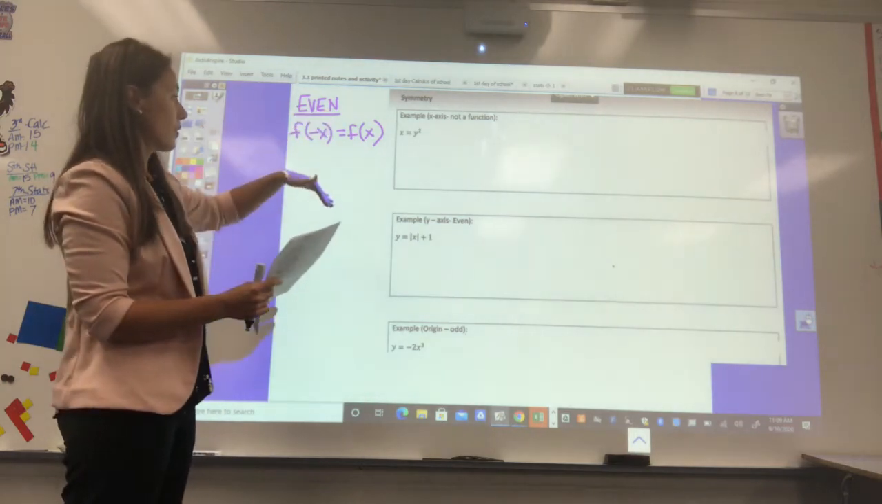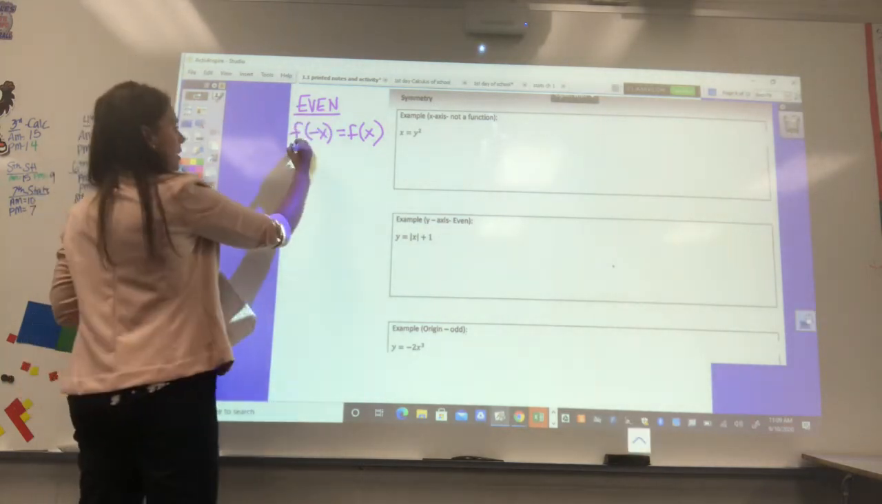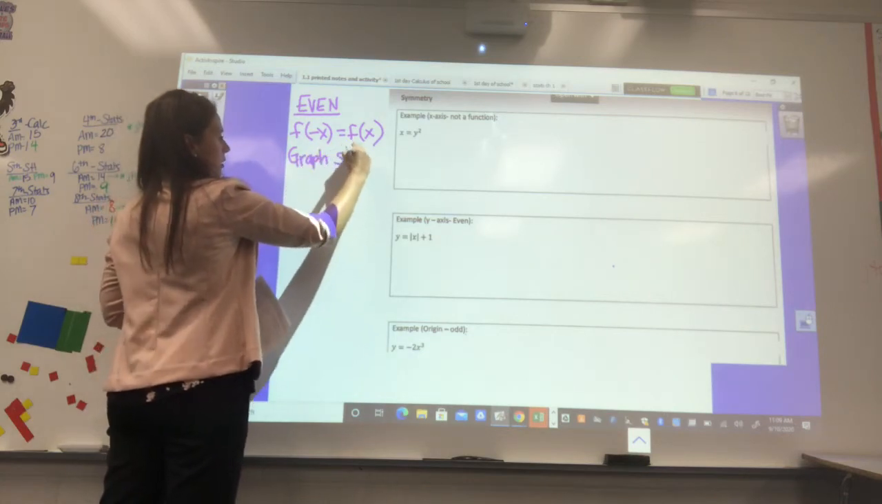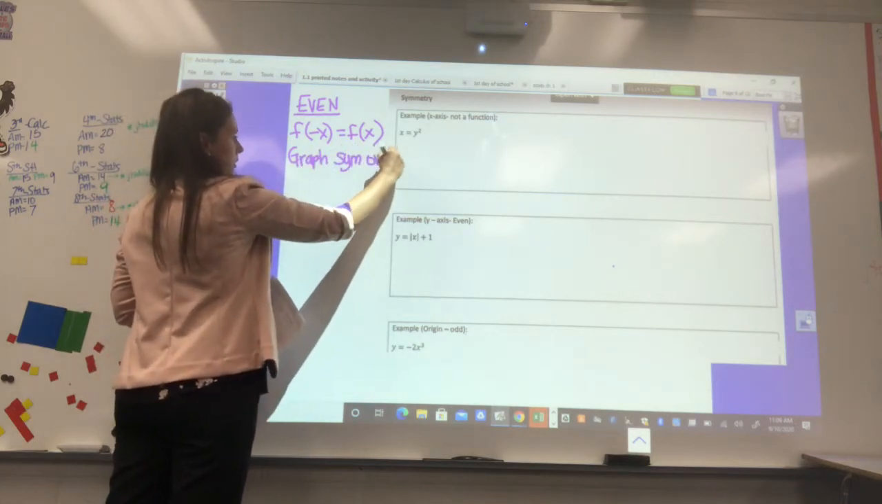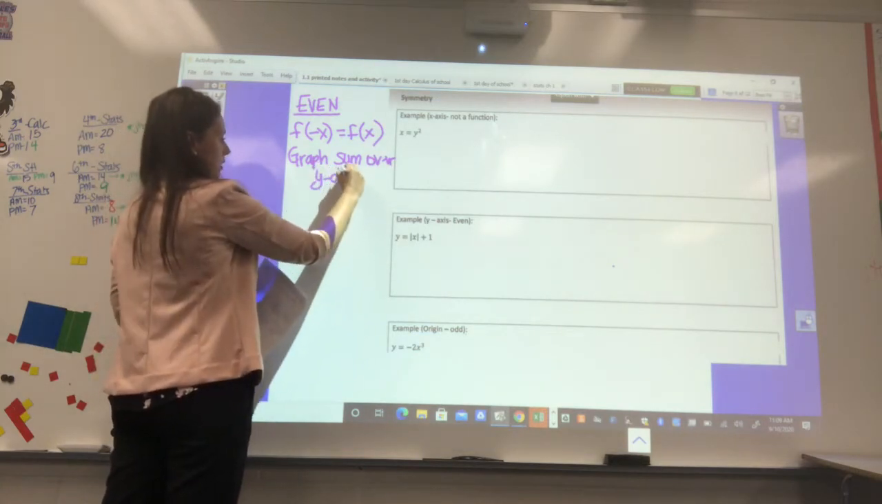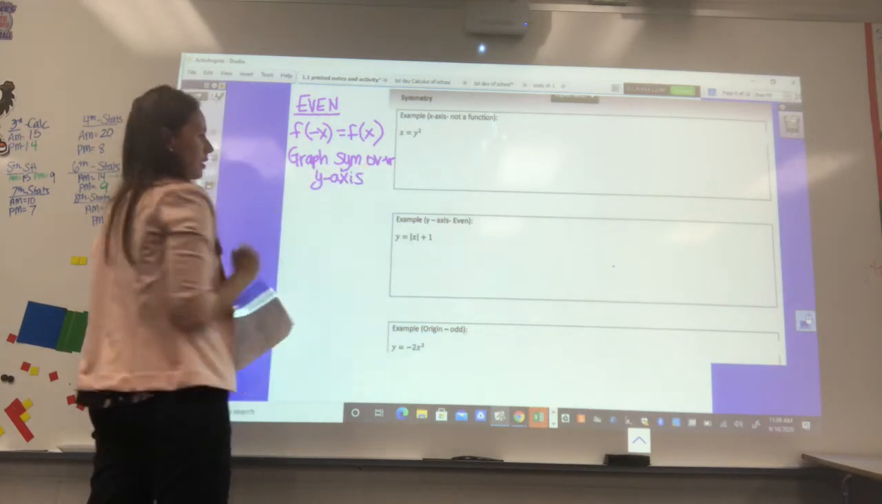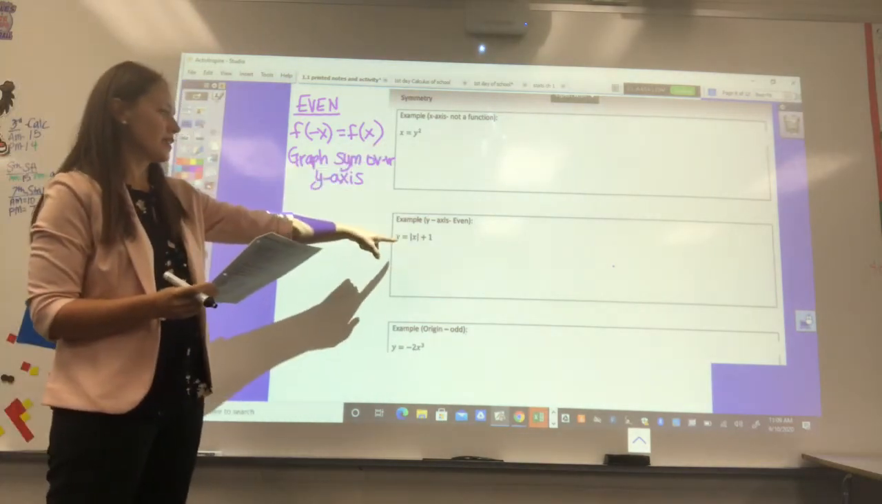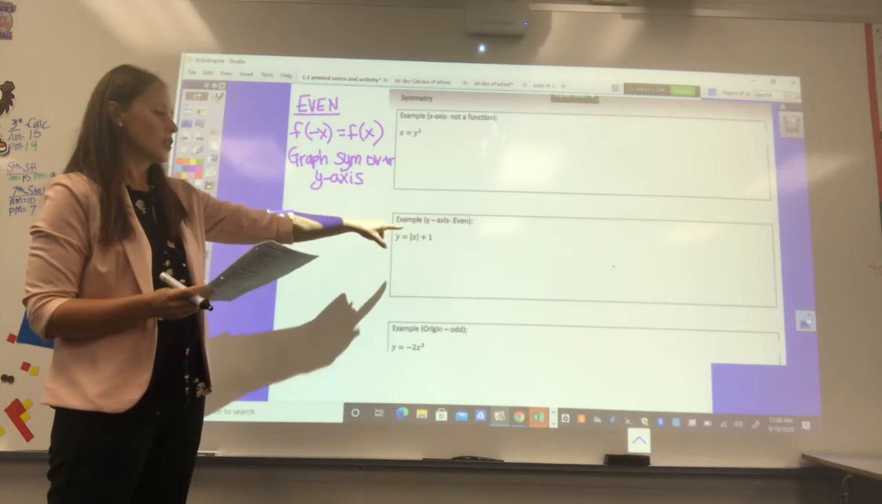And what will also happen in an even function is the graph is going to be symmetric over the y-axis. Okay, so we're going to jump right now. We're going to do this one in a second, but this is an example of an even function. So we're going to jump to this.